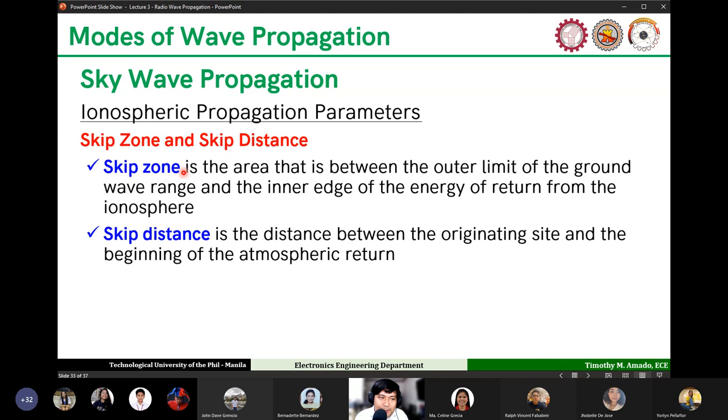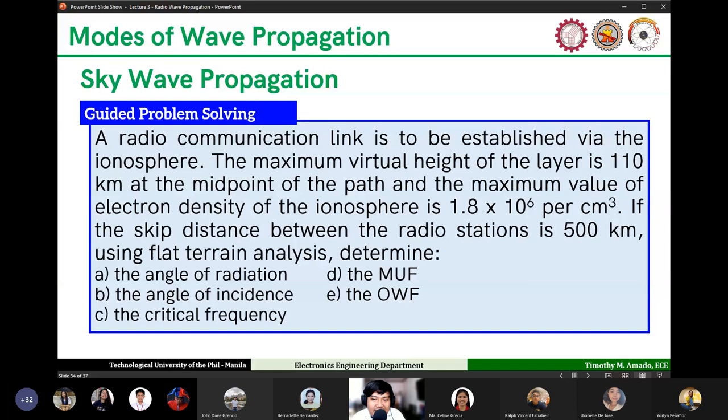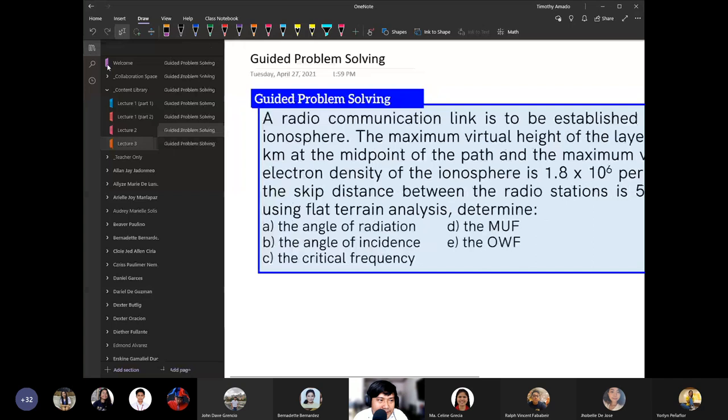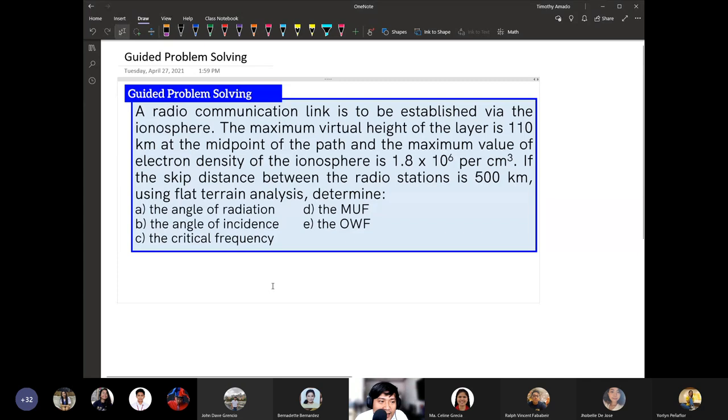Okay. So here's the problem I mentioned to you. Let's go back to our class notebook. So, game, let's start. A radio communication link is to be established via the ionosphere. The maximum virtual height of the layer is 110 kilometers at the midpoint of the path, and the maximum value of the electron density of the ionosphere is 1.8 times 10 to the 6 per cubic centimeter. If the skip distance between the radio stations is 500 kilometers, using flat terrain analysis, determine the following.